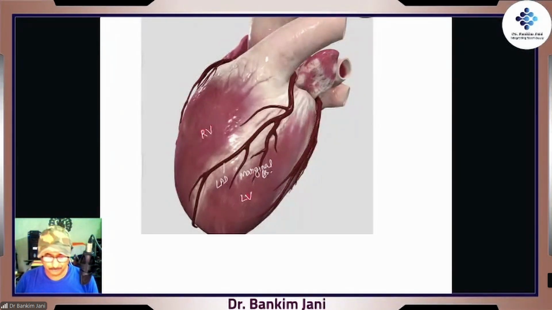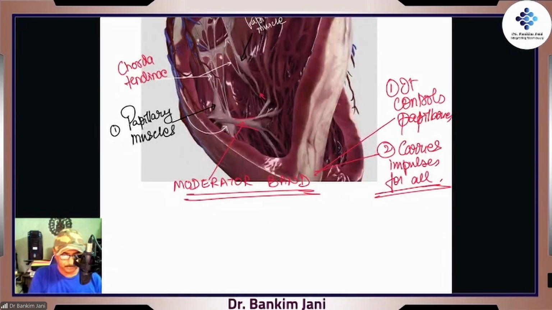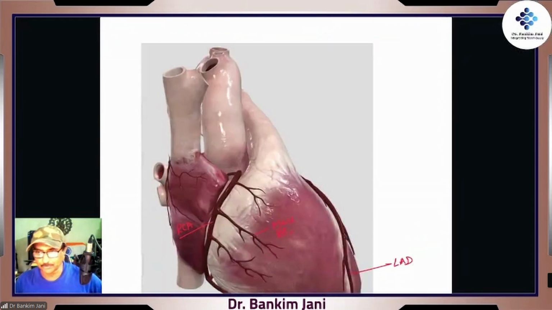What's the first point? Which one was there? What we were talking about? This one. This is like the beginning, right? The entire thing starts with the papillary muscles. Things start with the papillary muscles, and then it pulls the chorda tendineae, and then that chorda tendineae will pull the whole valve. Okay. Moderator band control.